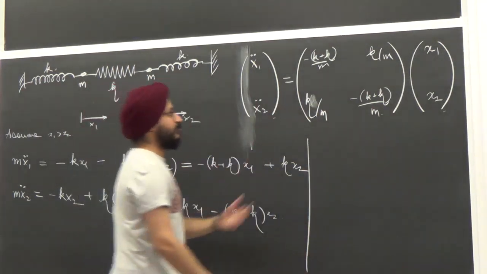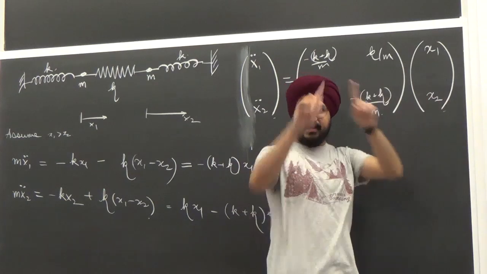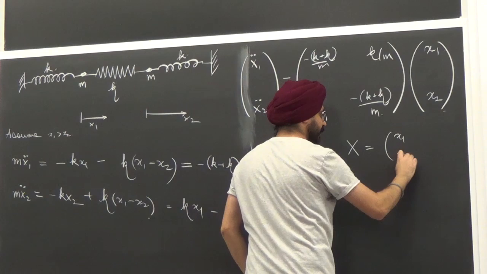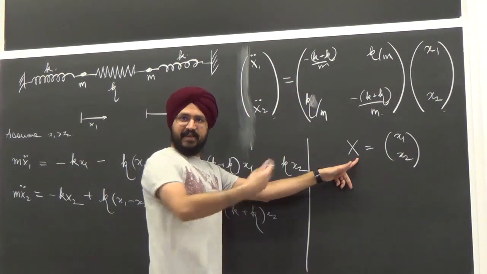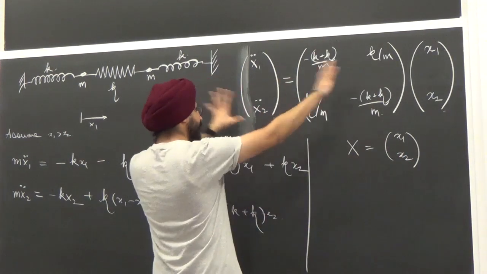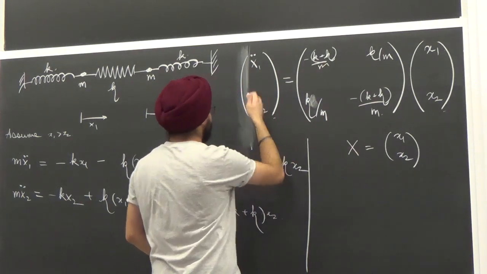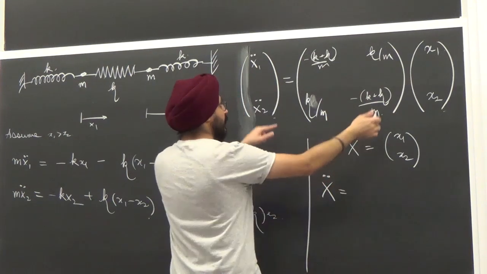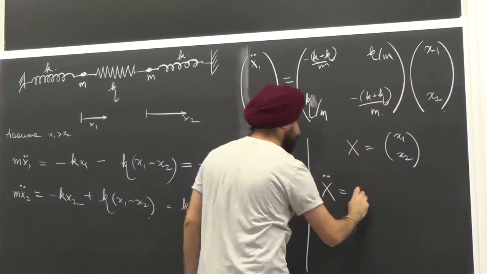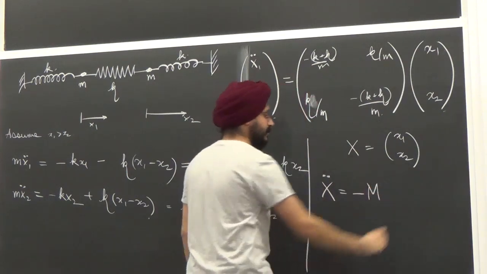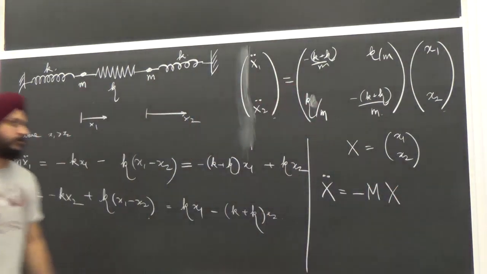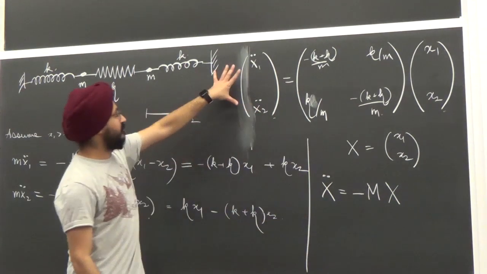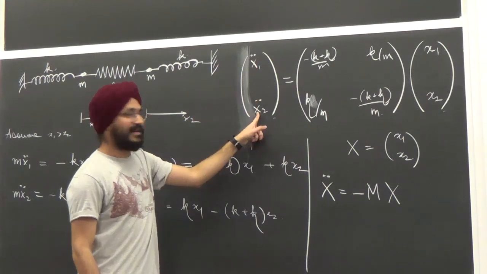I'm going to call the variable x1 through xn as the vector. So I'm going to call capital X, in this case x1 and x2. If there were n, there would be n components. So my equation now, this is the column. My equation looks like capital X double dot equals, I'm going to call the 2 by 2 matrix as the matrix minus m times x.